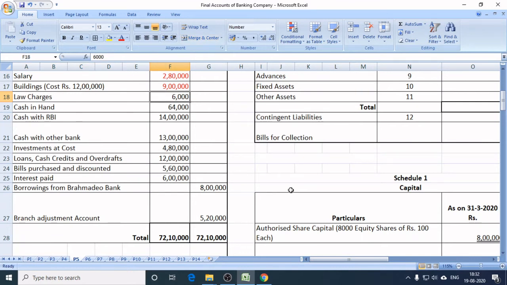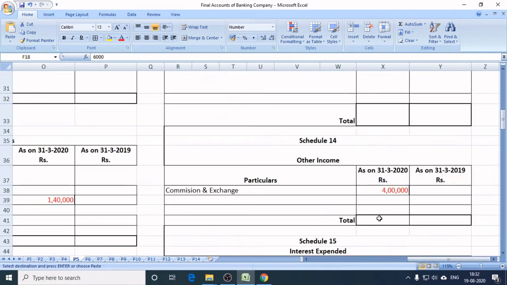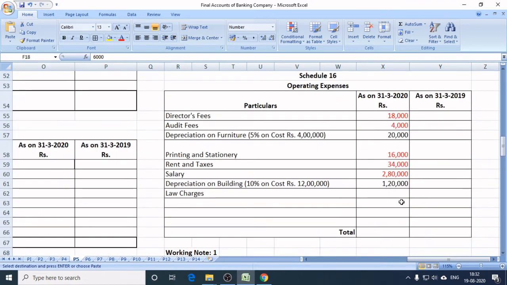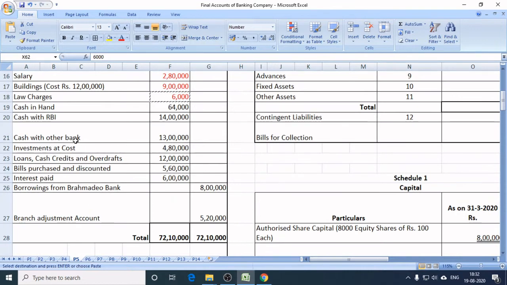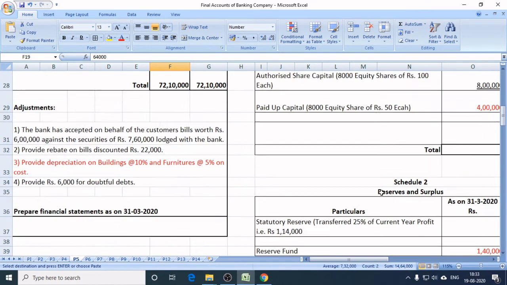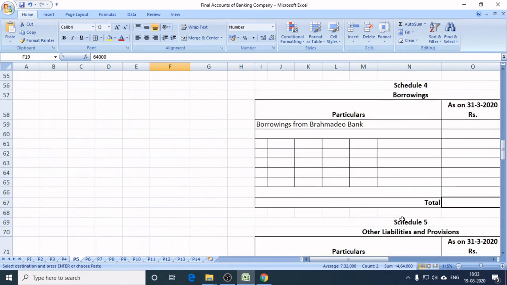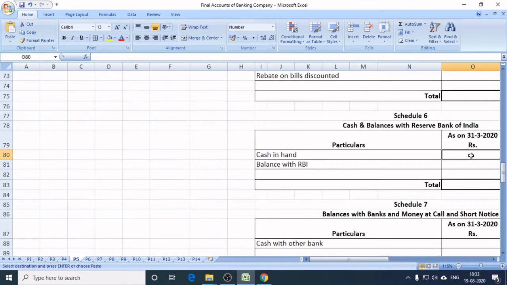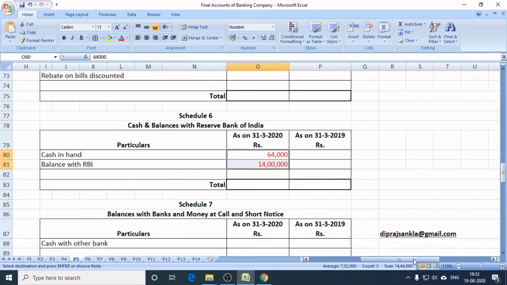Now next is law charges. It has a debit balance and it is an expense of the bank, and we will show it under schedule number 16, law charges. Now the next is cash in hand and cash with RBI. Both have debit balances and these are assets of a bank, and these will come under schedule number 6, cash and balances with RBI. 64,000 and 14 lakh.